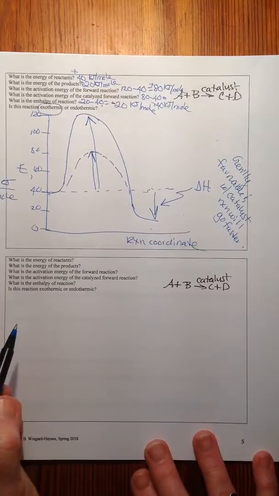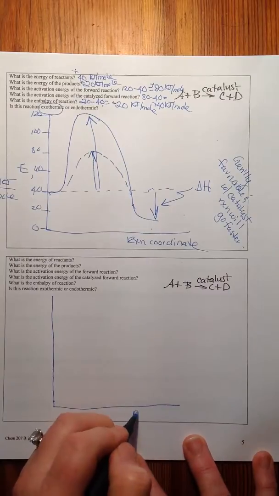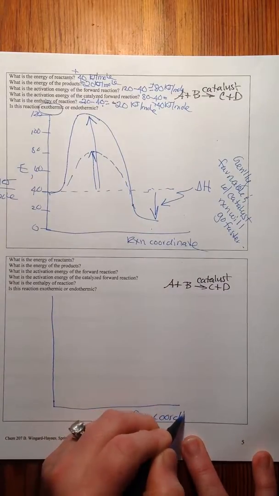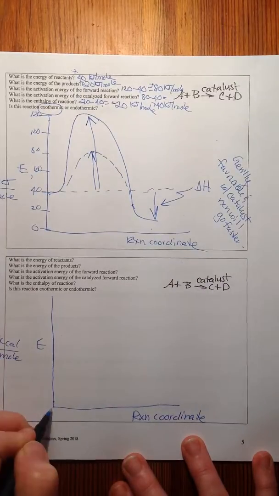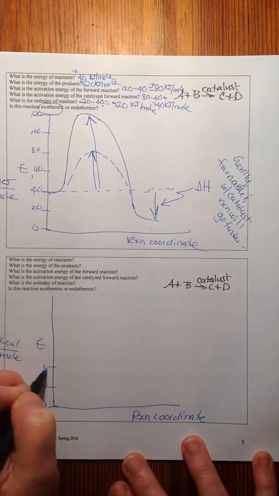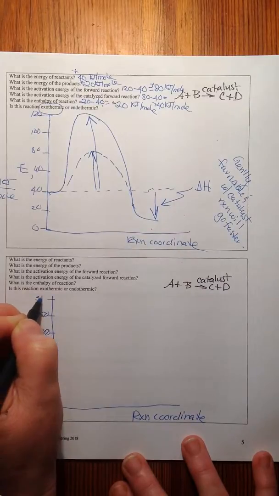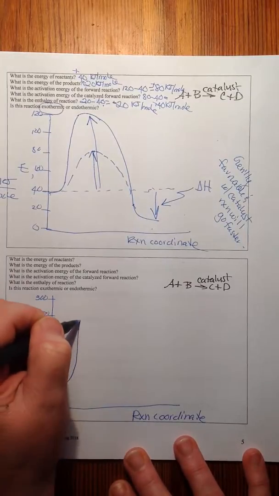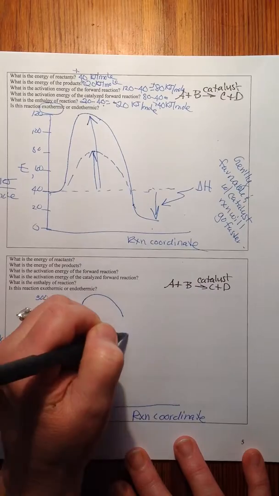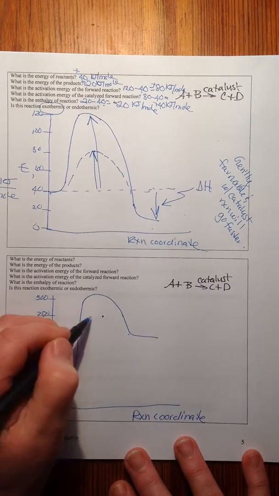Now we're going to contrast that with another reaction. So, reaction coordinate, and our energy, let's call it kcals per mole now: 0, 50, 100, 150, 200, 250, 300. Let's start this one at 50, go up to 300, and let's land at 200. Let's put the catalyst in, and let's say the catalyst now peaks at 250.